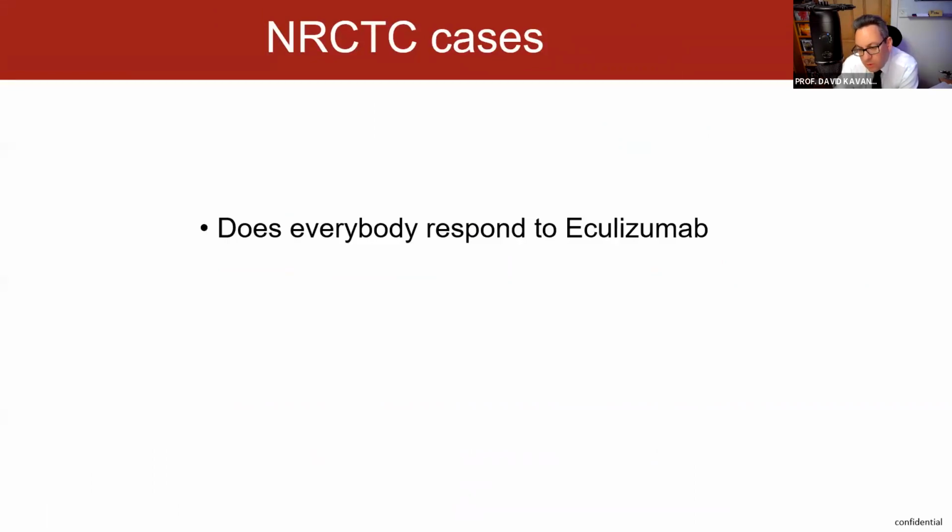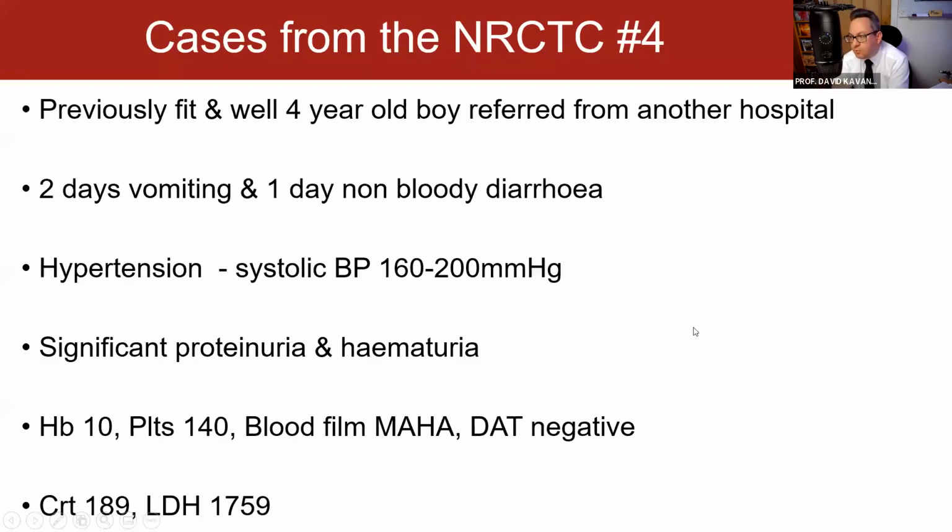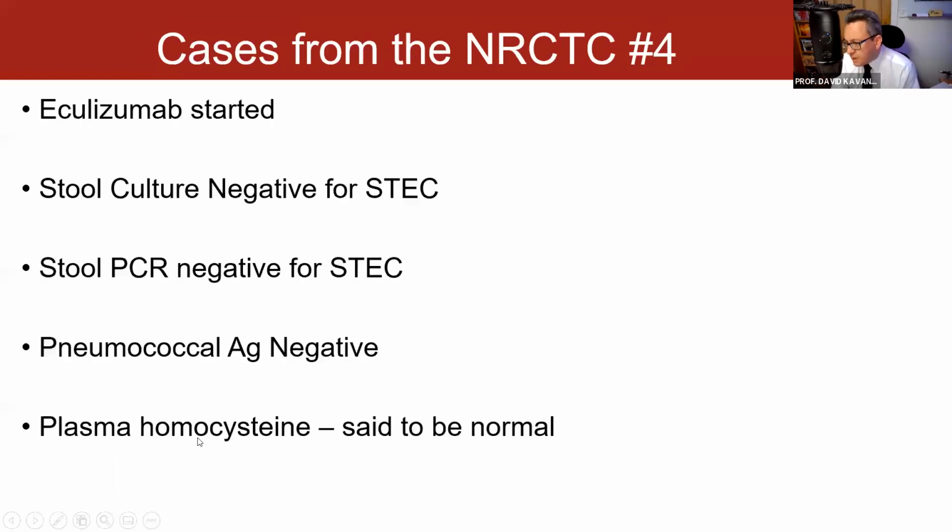Now, does everybody respond to eculizumab? Well, clearly I'm asking that question, so you probably think the answer to that is no. And here is a 4-year-old boy that was referred from a distant hospital. They had 2 days of vomiting and 1 day of non-bloody diarrhea. They were hypertensive. They had significant proteinuria and hematuria. They were thrombocytopenic. They had MAHA in the blood film. Their creatinine was up and the LDH was 18,000. So all in keeping with atypical aHUS.